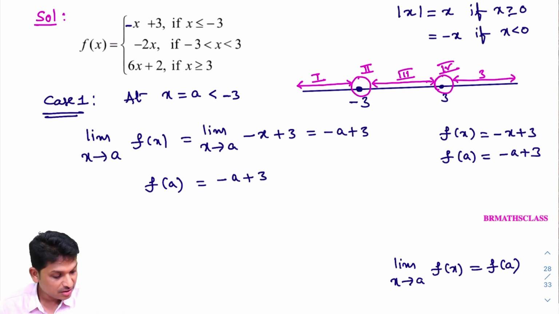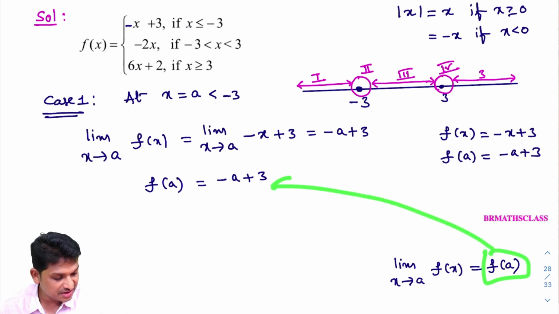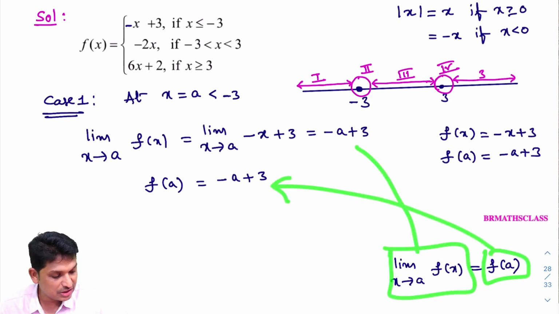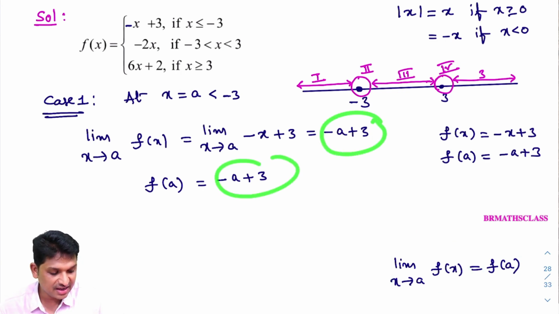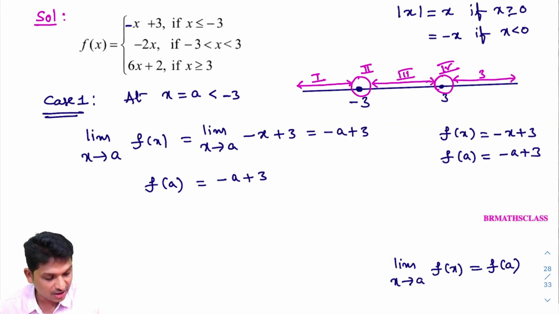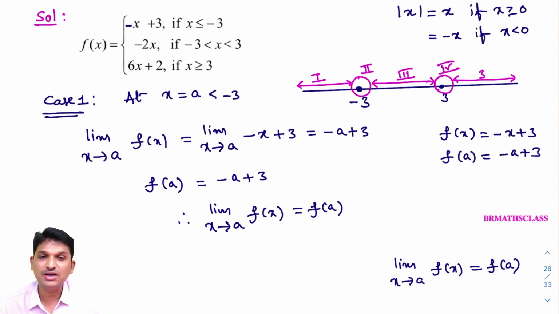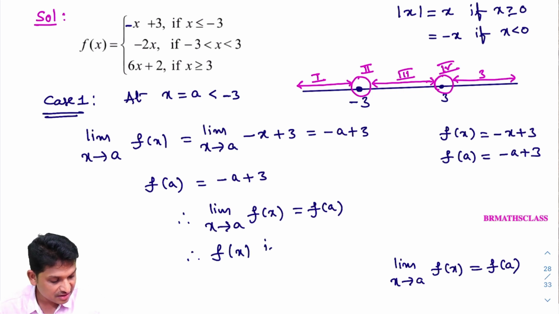You observe, I calculated this one and got minus a plus 3, and I calculated this one also, that is also minus a plus 3. So these two are equal. So what can I say? I can say that these two are equal. So I'll conclude that therefore limit x approaches to a, f of x equal to f of a. So what is the conclusion? Therefore f of x is continuous at x equal to a.